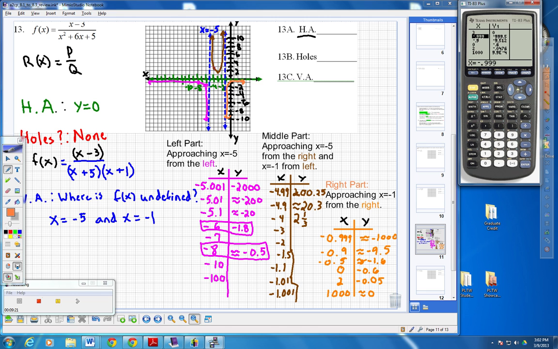Just know that as it approaches this from the left, this is what it's doing. Okay? And then it makes the U shape in the middle. And then starts down here very, very small. Okay? And goes and approaches our horizontal asymptote. Hopefully that kind of helps you. Breaking that up into those partitions will help you to graph rational functions.